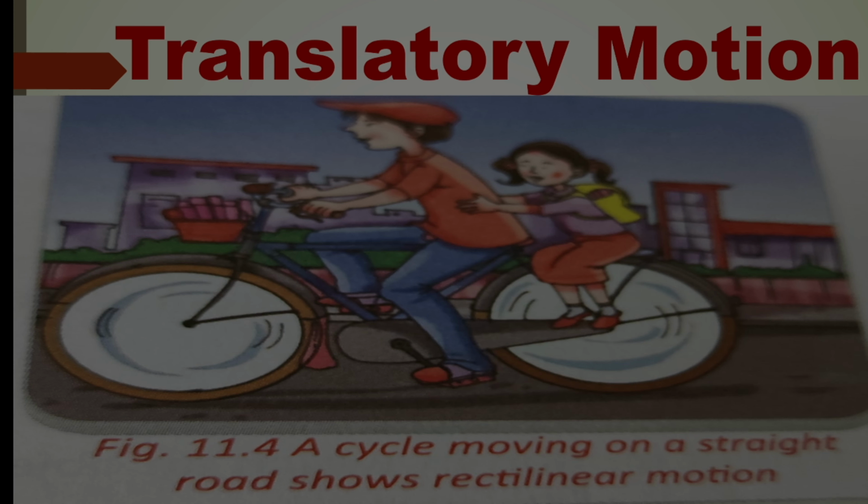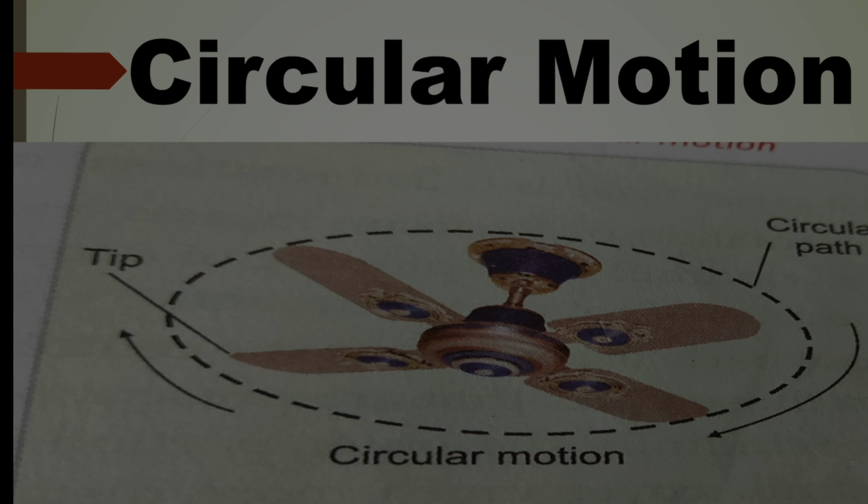Again, I'm saying translatory means the whole part of an object. See, a cycle: the whole body, the frame, everything, even the person, everything is moving the same distance in an interval of time. So this is called translatory motion. Another example is a plane. The whole part of the plane takes off. That is called translatory motion. Even when the car starts, the whole body of the car moves. So that is an example of translatory motion. That is, when all parts of an object move the same distance in an interval of time, we call it translatory motion.